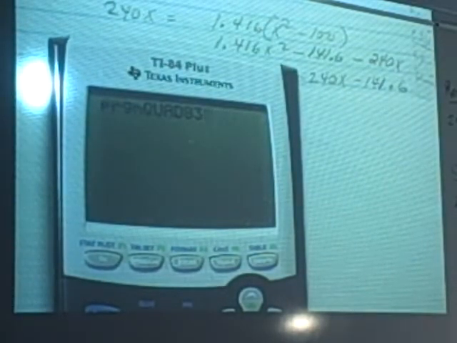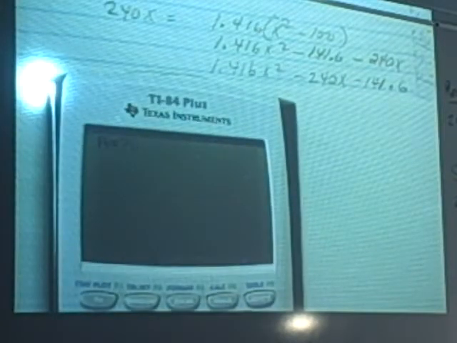Everybody should have program quad 83. I'm going to hit enter again. And now it's asking me for my what? A value. So I just need to plug in what? 1.416, or 7. Okay, and hit enter.